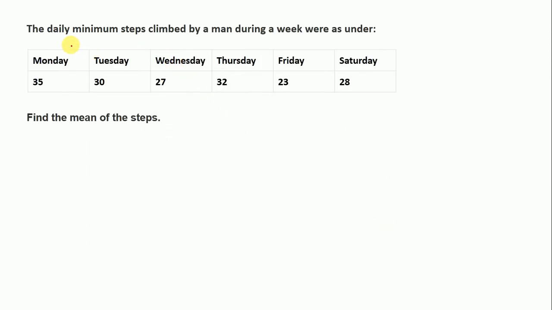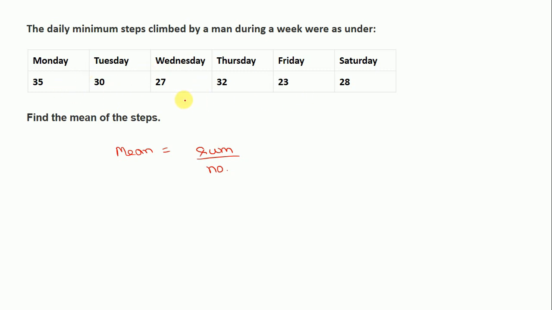Now, the daily minimum steps climbed by a man during a week were as under. Find the mean of the steps. So this data shows the steps climbed by a man during the whole week. So we have just to find the mean of these steps. So first of all, as I have recently told you, mean is equal to sum of observations divided by number of observations. So first of all, we have to find the sum of these observations.